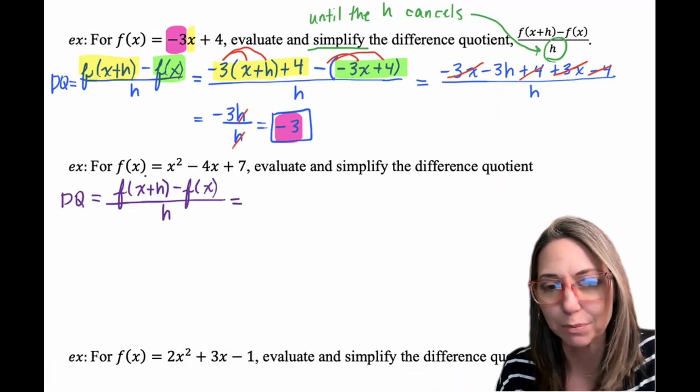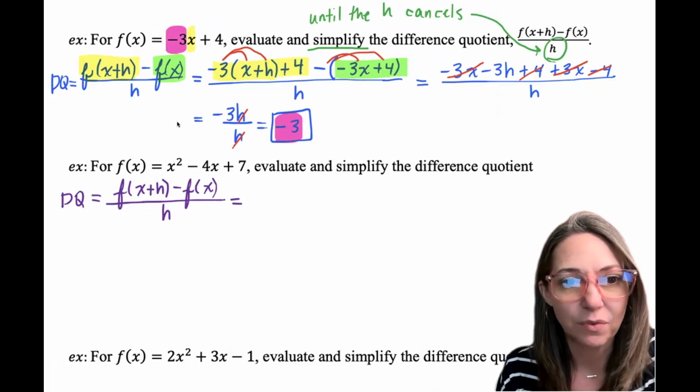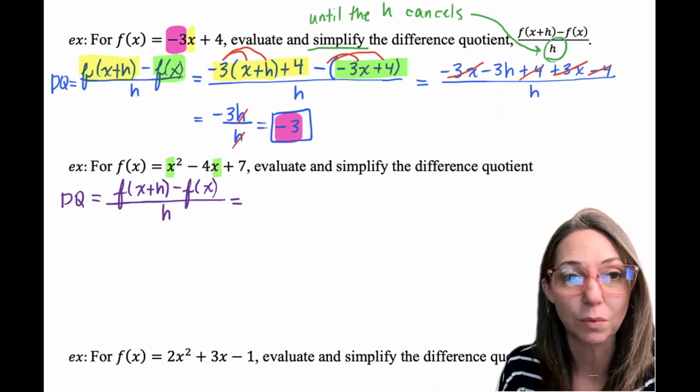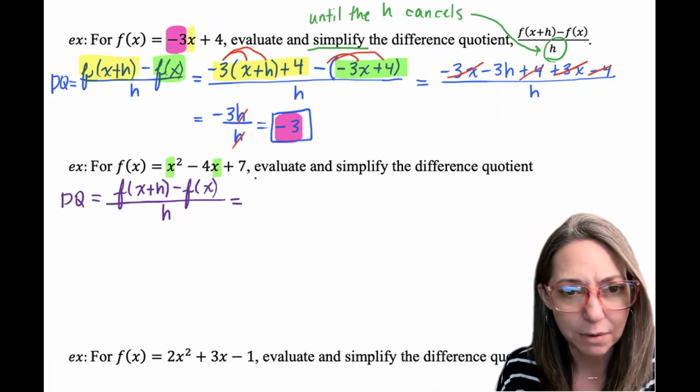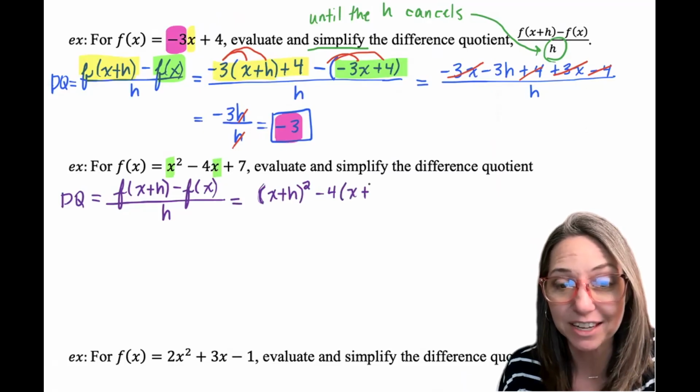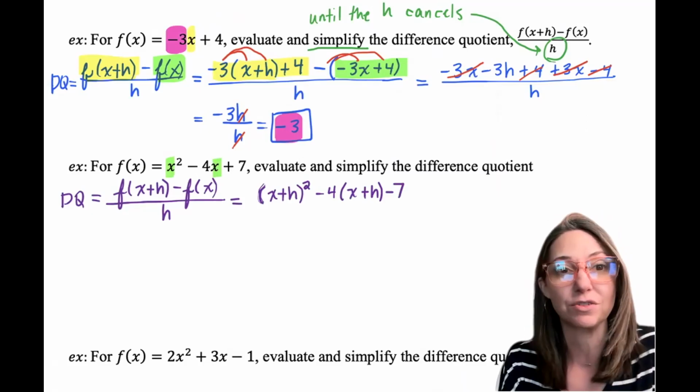We're going to plug in x plus h into f of x. So if I plug that in right here, that turns into x plus h and that turns into x plus h. And so we get, let's see, parentheses, x plus h all squared minus 4 times parentheses x plus h minus 7. Okay, that's just f of x plus h, right?